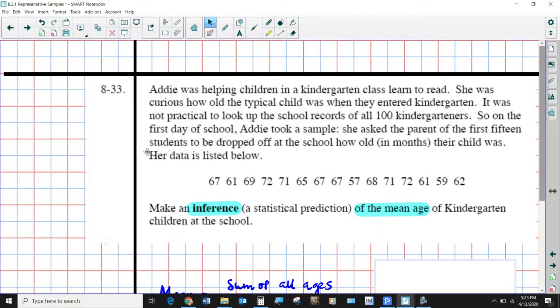Problem number 33. It says, Addie was helping children in kindergarten class learn to read. She was curious how old the typical child was when they entered kindergarten. It was not practical to look up the records for all 100 students, so on the first day of school, she took a sample and she asked the parent of the first 15 students to be dropped off at school how old they were in months. This is the data. Now make an inference, which is a statistical prediction of the mean age. In other words, find the mean of this data.